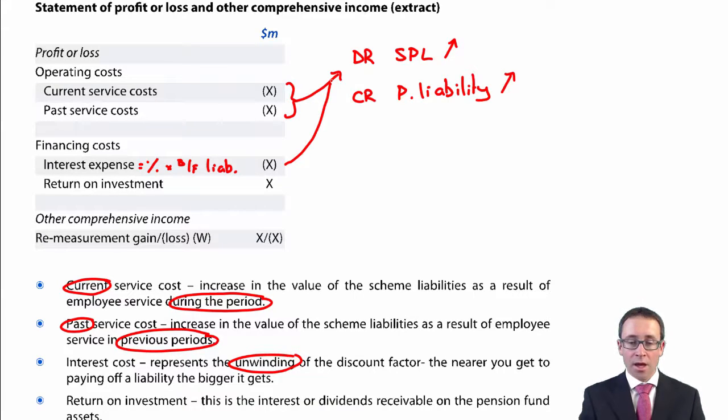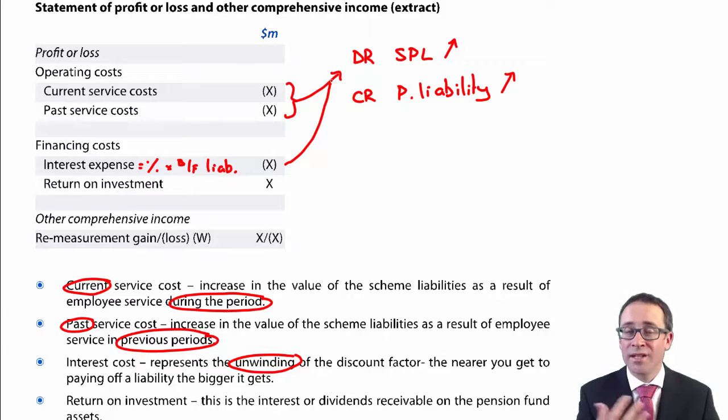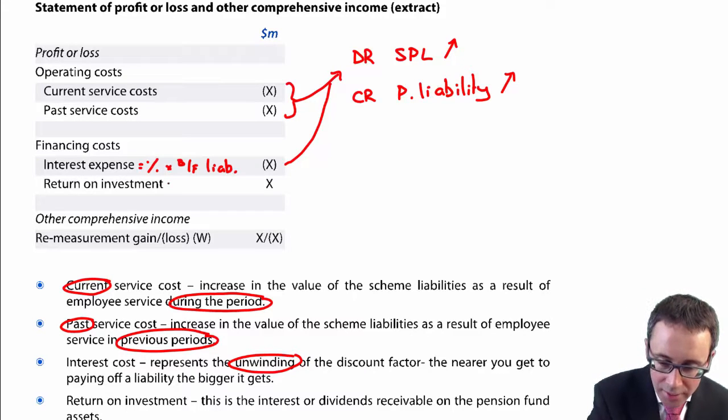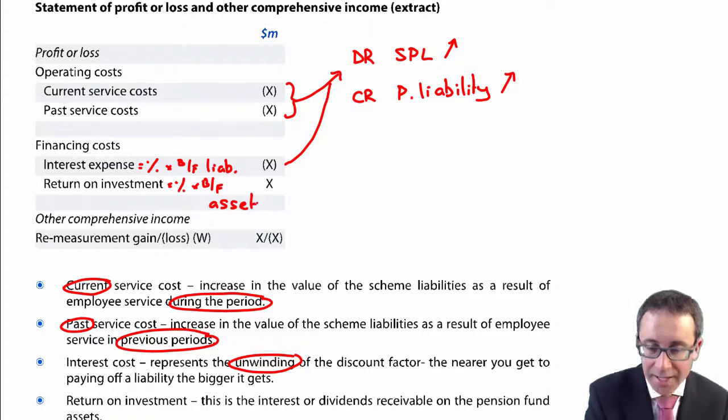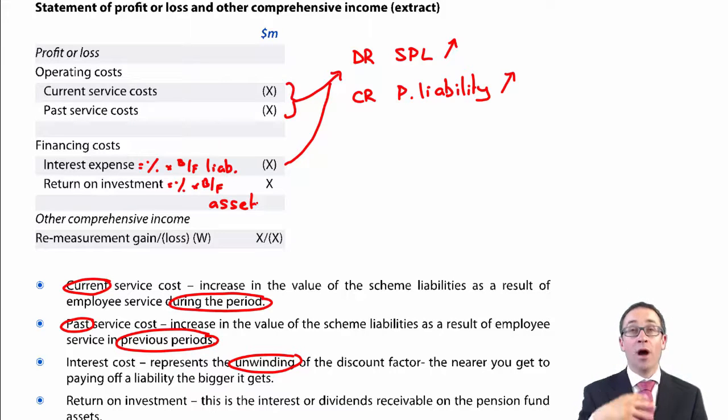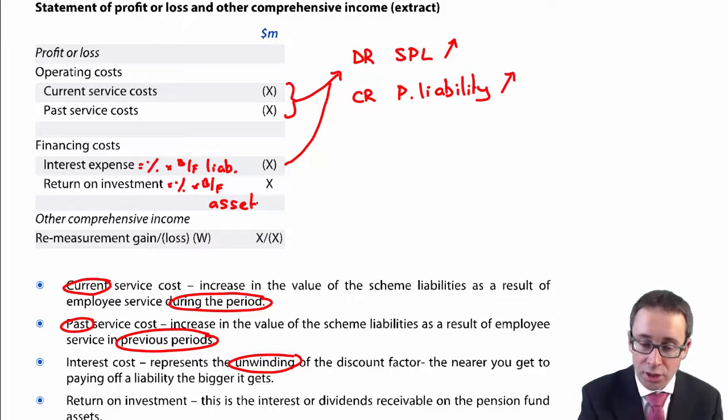Okay. The return on the investment, essentially that's the interest and dividends that you receive from the investment that has been made in the company's pension pot. Again, it's the expected return that we get. To work it out, you take a percentage and you multiply by your brought forward assets. So whatever the opening asset is, you apply the opening percentage to.